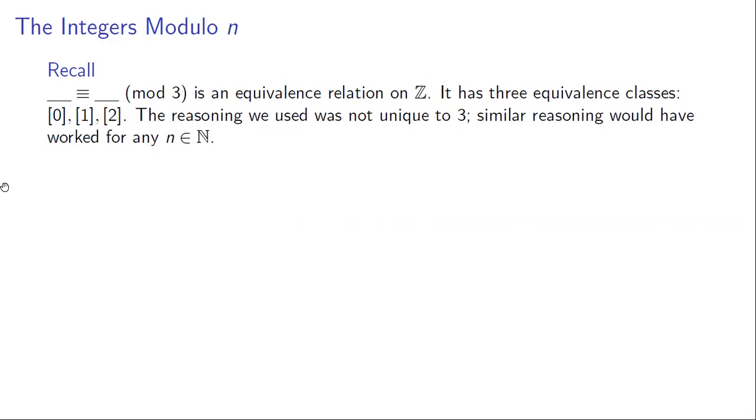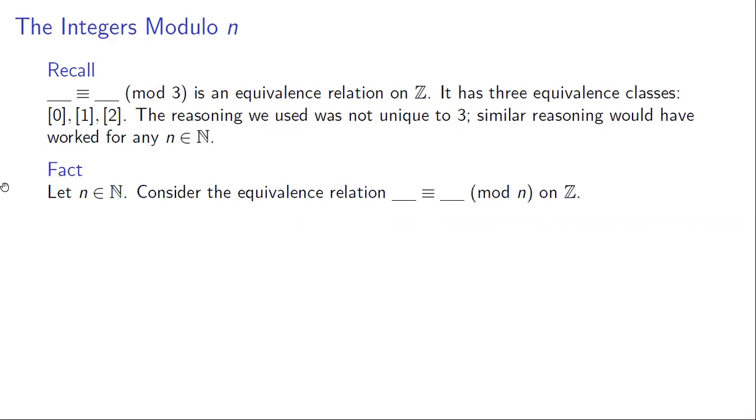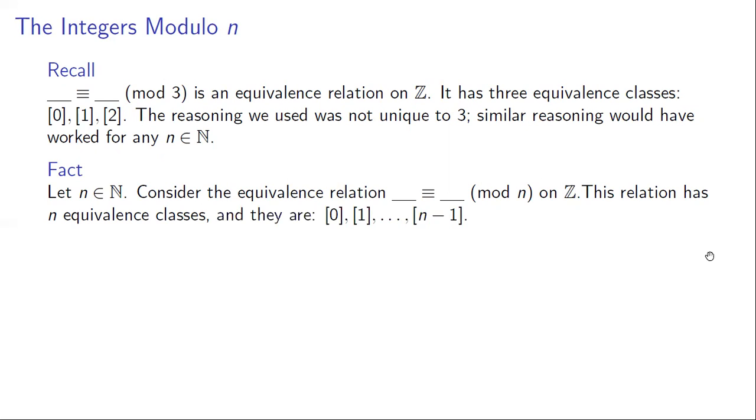So this leads to the following fact: let n be any natural number. Consider the equivalence relation congruence mod n, which is, again, a relation on Z. It's an equivalence relation on Z. This relation will have n equivalence classes, and they will be the following. They will be the equivalence class of 0, the equivalence class of 1, the equivalence class of 2, all the way through the equivalence class of n minus 1.